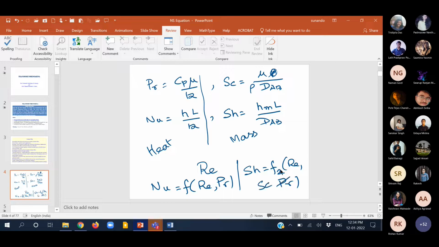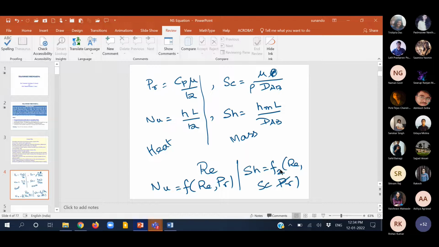It should not be Prandtl number. It should be Schmidt number. So you could see that these combinations somehow will appear in any future study of the analogy between heat and mass transfer and also in momentum transfer.